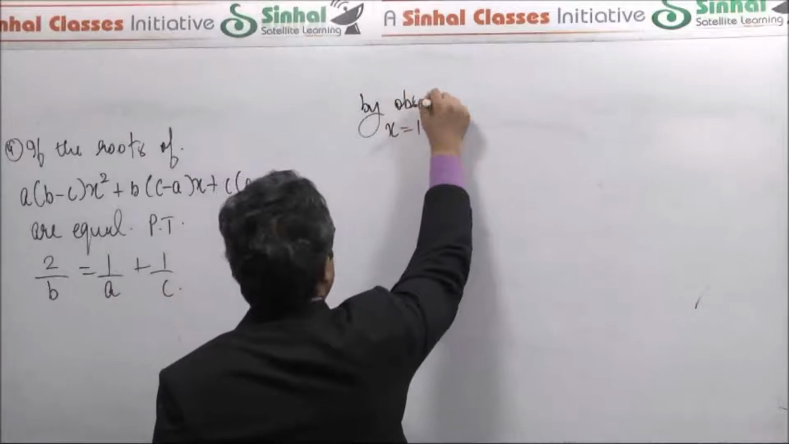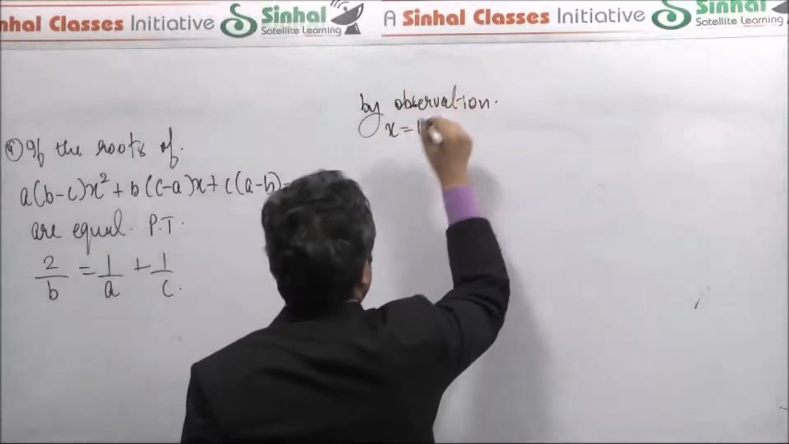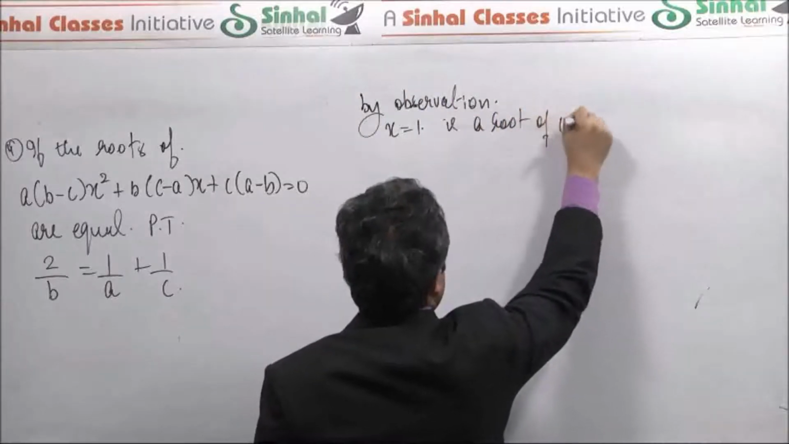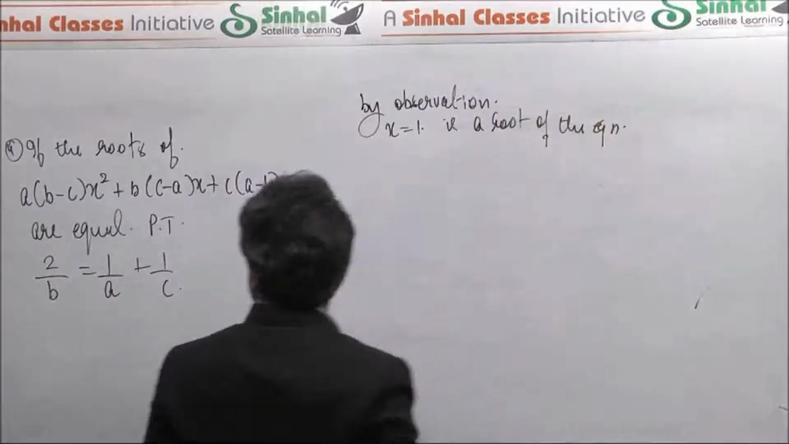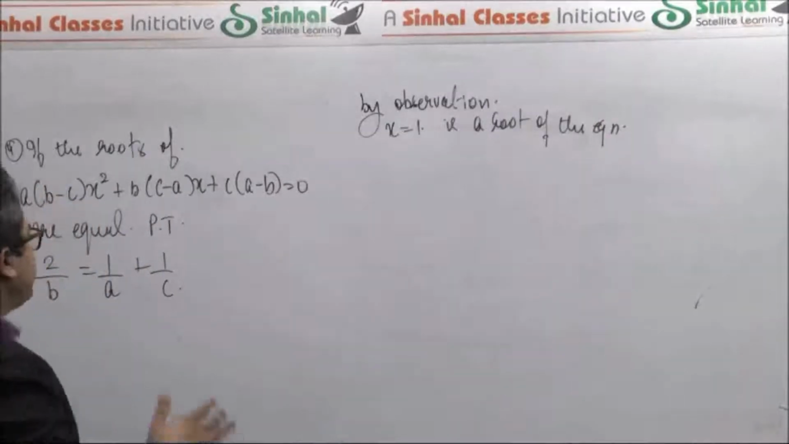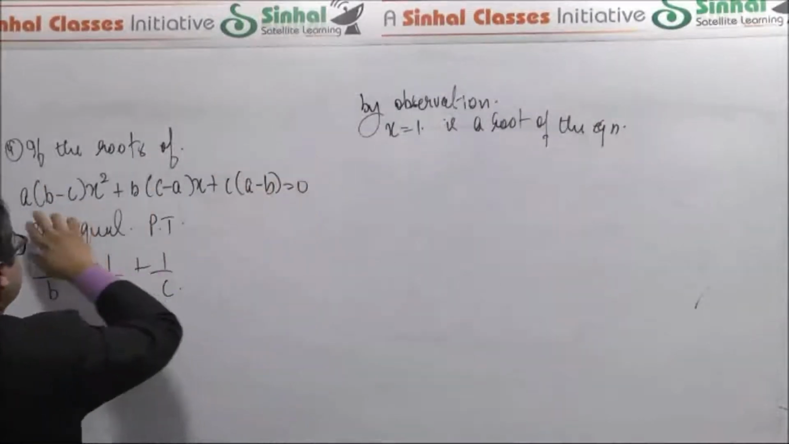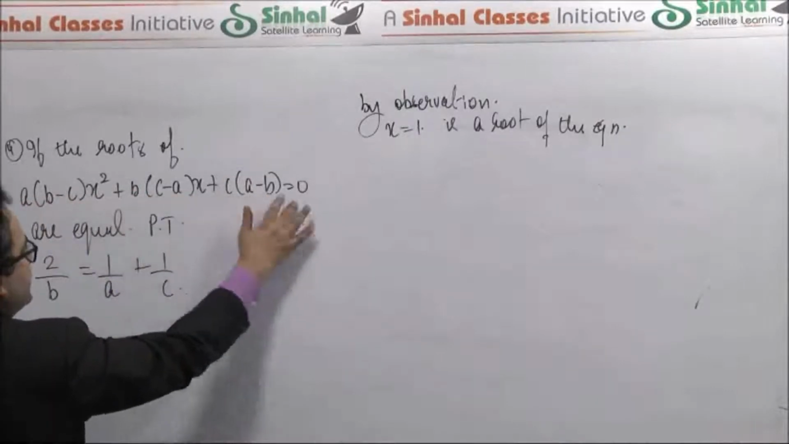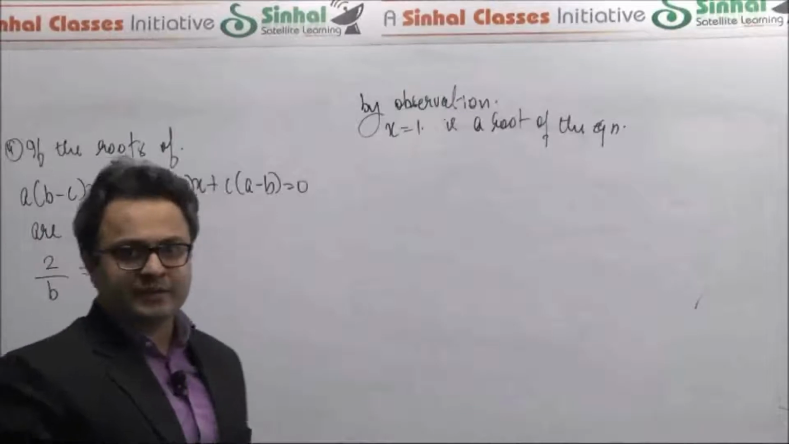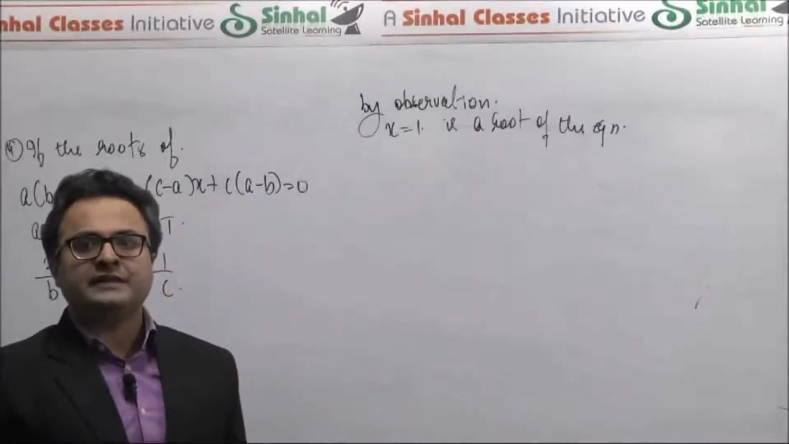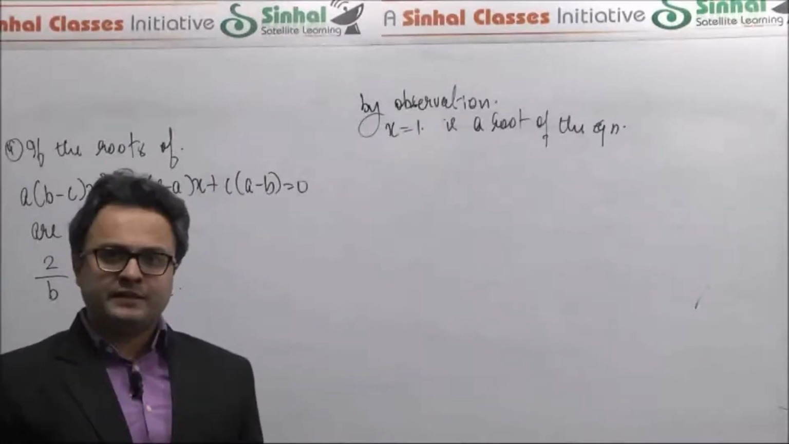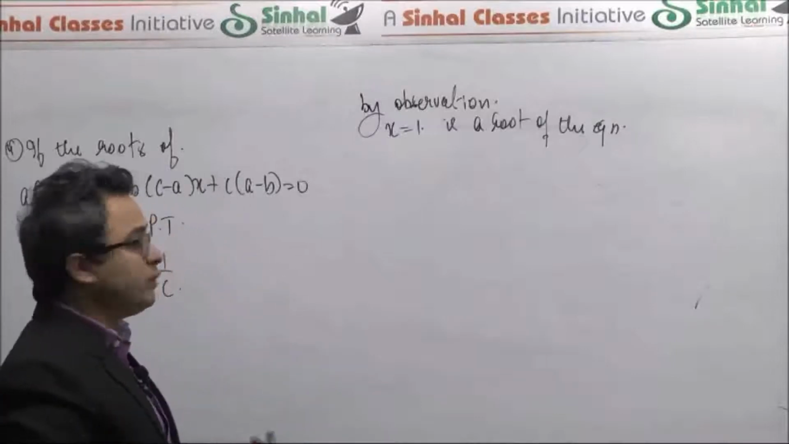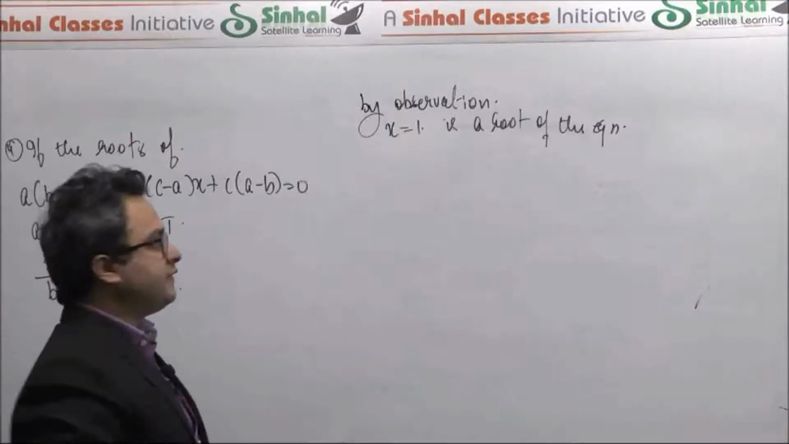So again, an observation is that if I put x equal to 1 and I look at the left hand side and I open up all the brackets, AB minus AC plus AC, BC minus BC, everything gets cancelled out and the left hand side becomes 0. Now the fact that the left hand side is becoming 0 automatically means that x equal to 1 happens to be a root of the equation.